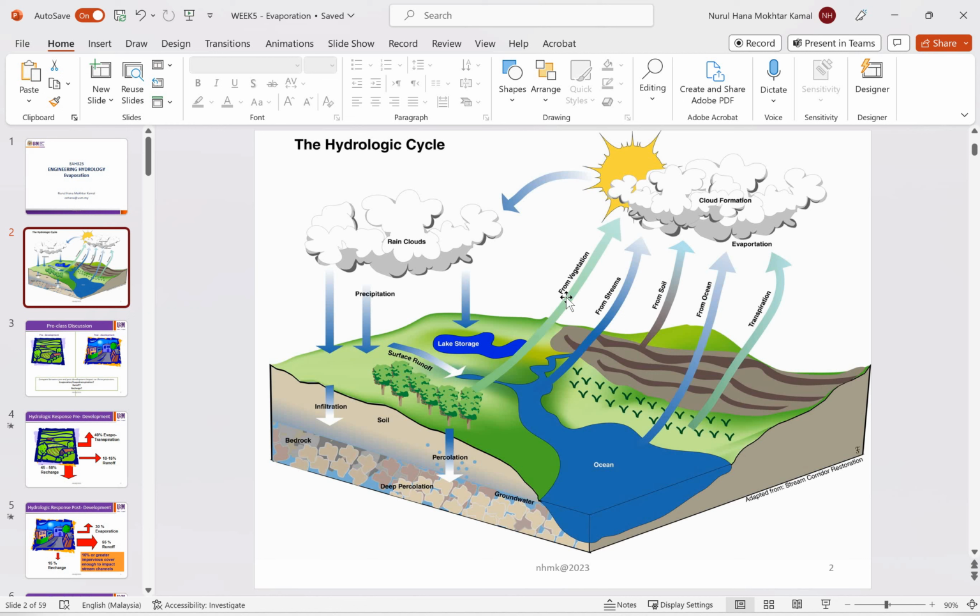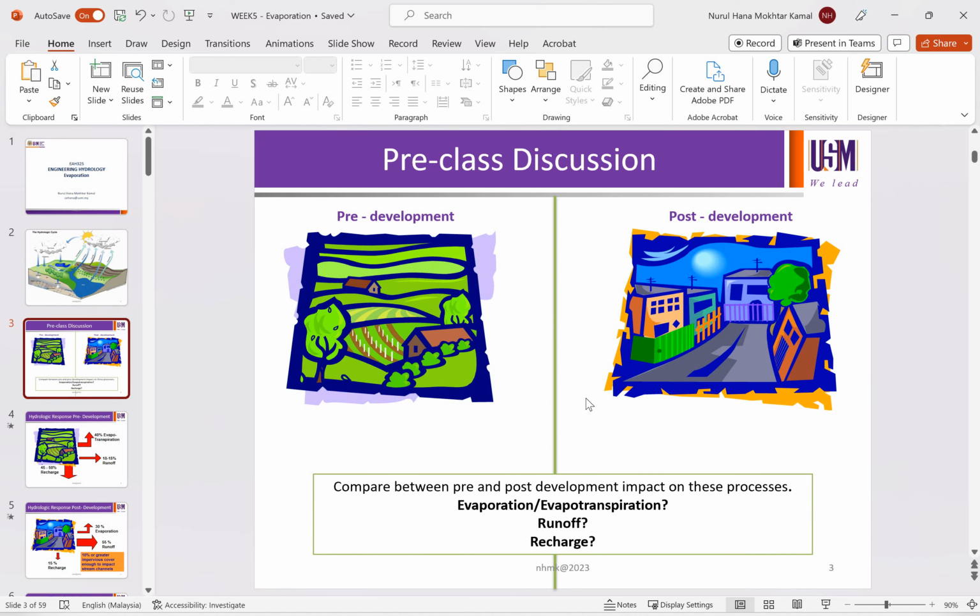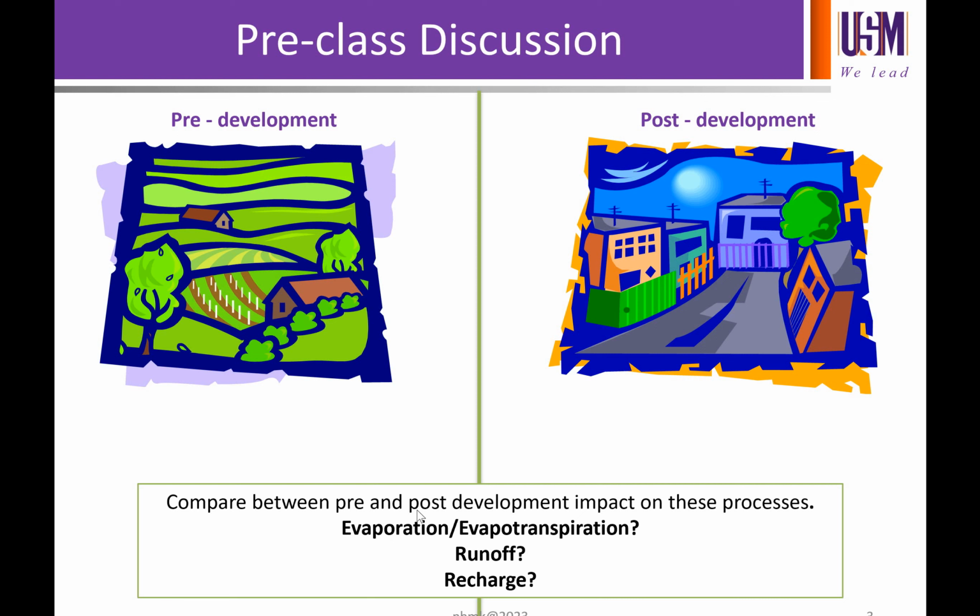A few of them are what type of vegetation is involved, what kind of water body, what the quality of the water is, of course, and also the weather conditions. This was supposed to be a pre-class discussion that we should be doing in class, but since you already did your project, by this time you would have understood what will happen, pre-development and post-development. What happens to these processes when there are developments in the area, to evaporation or evapotranspiration? What happens to the volume of runoff, and also to the volume of recharge?